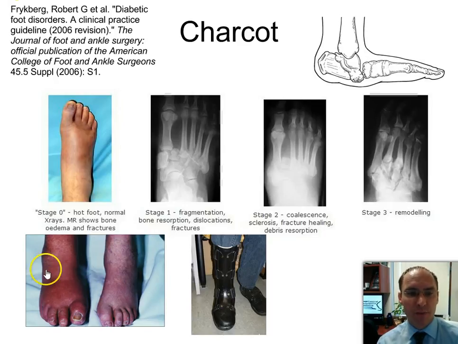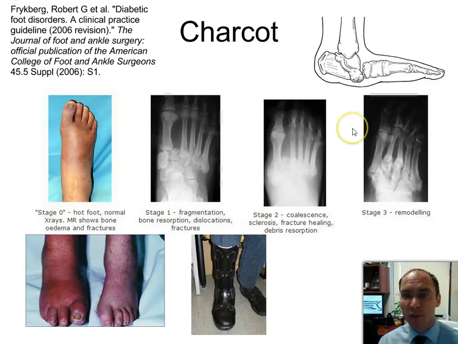So you see this red, hot, swollen foot, no opening in the skin anywhere. You're looking at a stage 0 Charcot. It's where it's a hot foot, normal x-rays, and the MRI shows bone swelling and fractures in there. And what happens with this, there's a couple of theories behind it. One, there's a lot of blood flow going to the area and everything kind of breaks down. The other one is a little bit of trauma and they injure it. They step off the curb, they do something, but most people don't recognize they do anything.